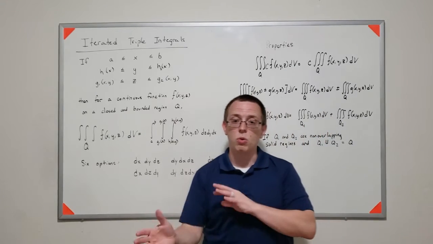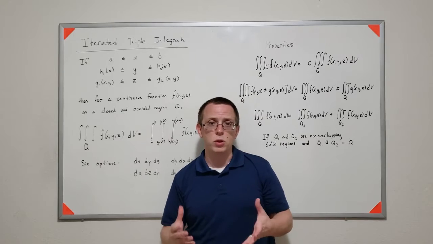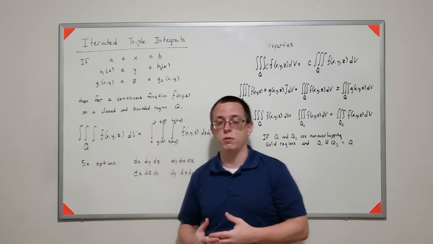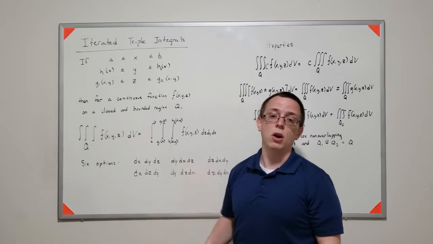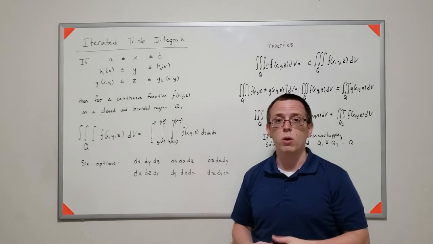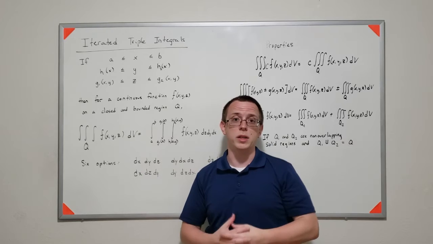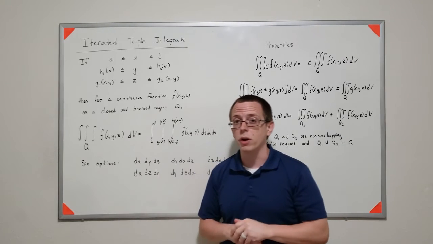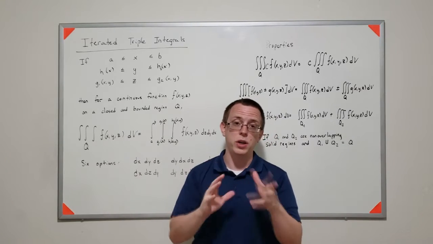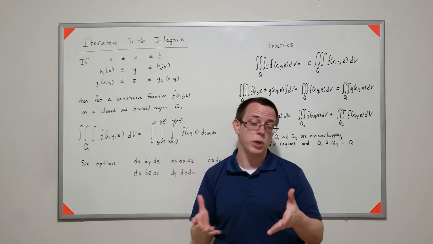So you can do all the different permutations, and for those of you who've studied anything about permutations, you'll find since there's 3 options, our total permutations are 3 factorial, which is 6. So if we were doing a quadruple integral, for instance, you'd actually have 24 different ways you could do iterated integrals. So this thing can get complicated rather quickly.